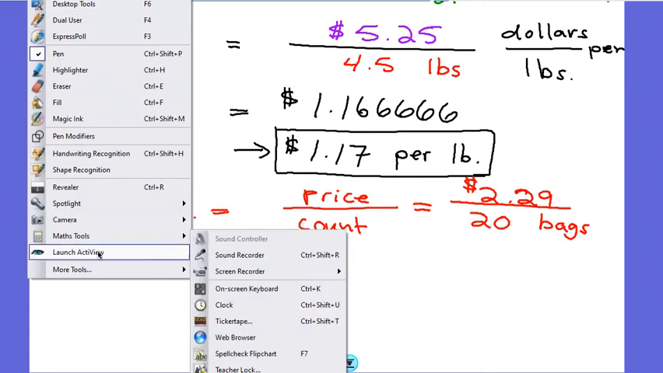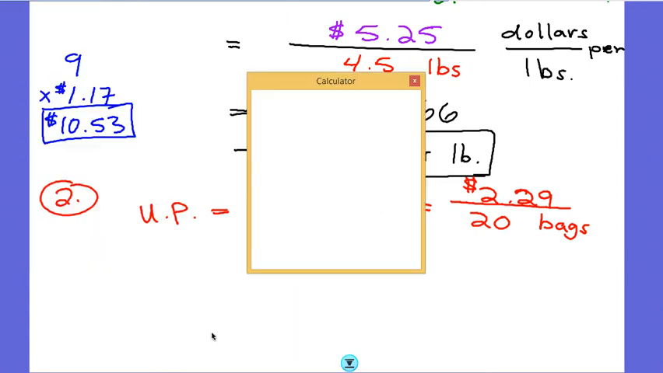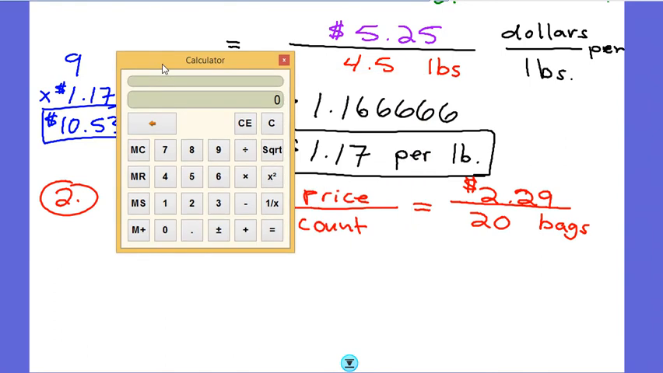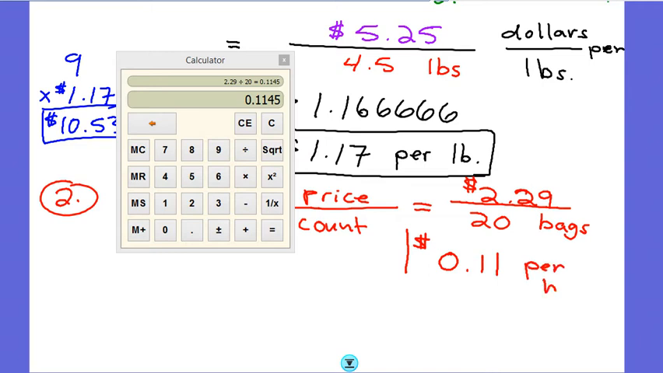And so let's pull up the calculator here. So I'm going to take the 2.29 and divide by 20. Looks like I got 0.1145. So in that case, I'm going to round to the nearest cent. So if I look at the 1 in the hundredth spot, the 4 is less than 5, so I'm going to keep it as an 11. And it's going to be 11 cents on the dollar. So that is the price per storage bag.